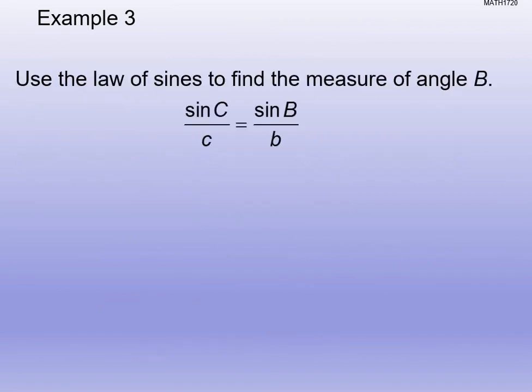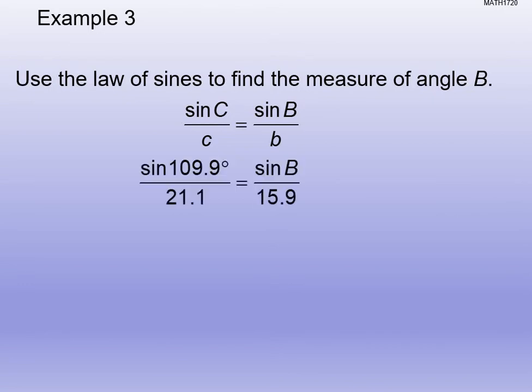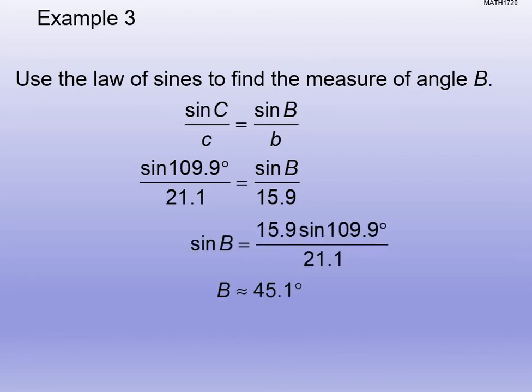So we're going to use the law of sines to find angle B. Remember, choosing the law of sines with the angles on top. You know what little c is, you know what little b is. We just calculated big C, so we can substitute in. We're going to multiply both sides by 15.9. In our calculator we're going to get an approximate decimal answer, and then you're going to have to take sine inverse of that value in order to get the 45.1.